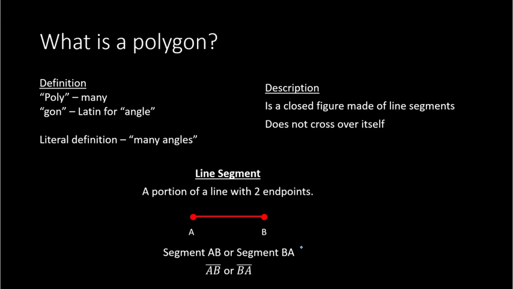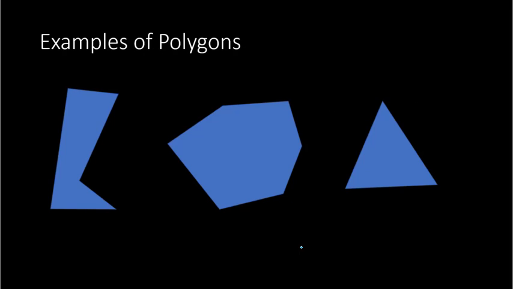Here in the next slide, we see examples of polygons. Notice these are polygons because they are made up of straight edges. There are no curves. It is closed, and it does not cross over itself.